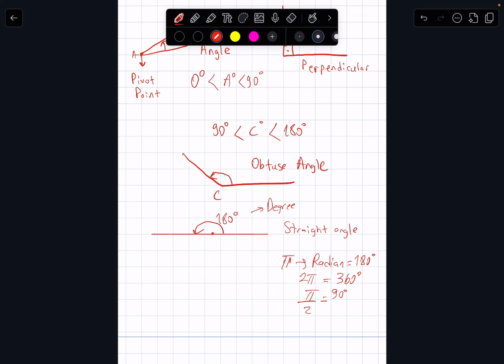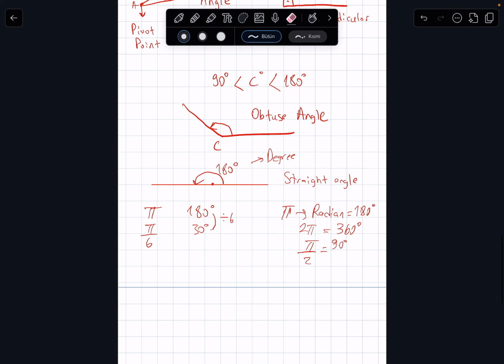And you can also do it like this. If pi is equal to 180 degrees, what is 30 degrees? You can do cross multiplication, right? Or you can just say divided by 6. Same thing. Or 30 times pi divided by 180. Doesn't matter. Okay, classifying angles, we said. What else?